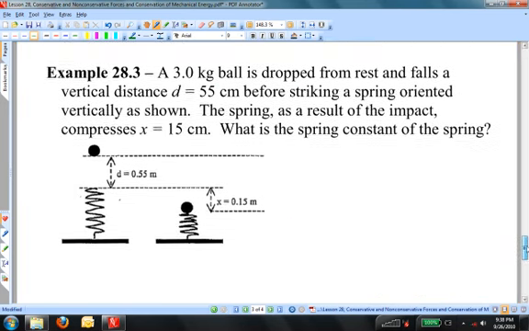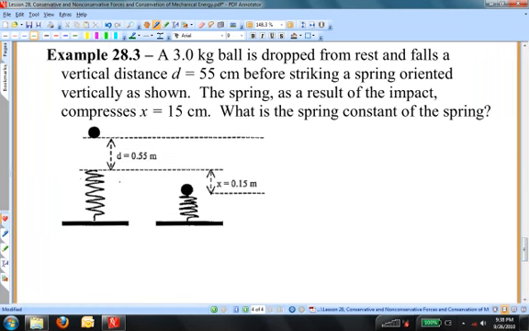A 3 kilogram ball is dropped from rest and falls a vertical distance d equals 55 centimeters. We're going to convert that to meters. Before striking a spring oriented vertically as shown. The spring, as a result of the impact, compresses x equals 15 centimeters. Again, we'll convert that to meters. What is the spring constant of the spring?